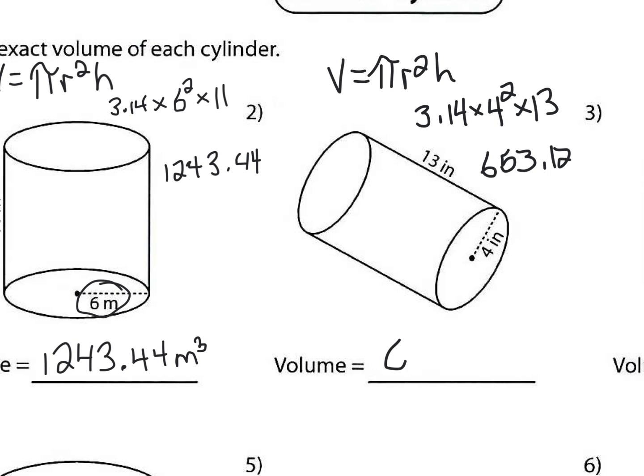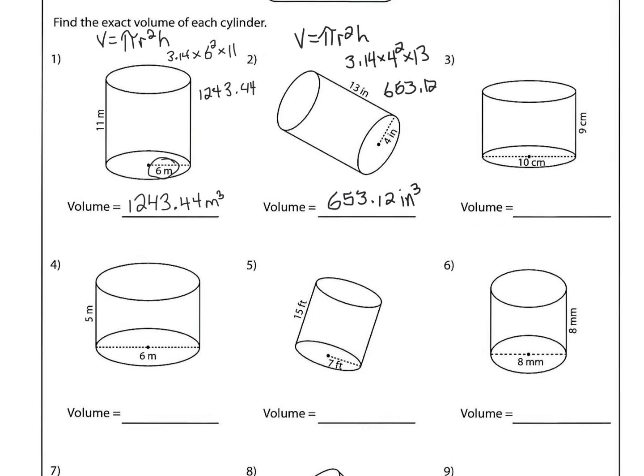Okay, so I rewrite that down here, and I write my units cubed, or to the third power. And that is all there is to it. I've given you 2 examples. Everything else is exactly the same. Just continue to plug in your radius and your height. That's all you have to do.